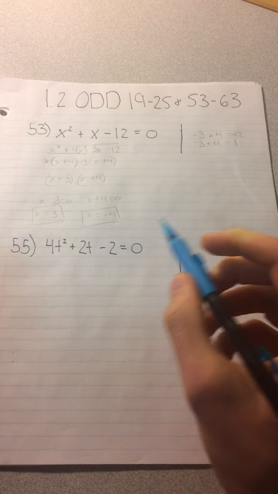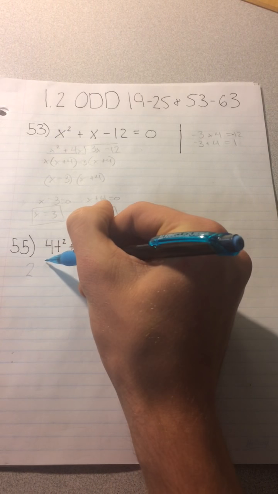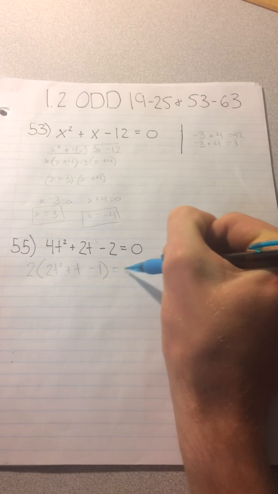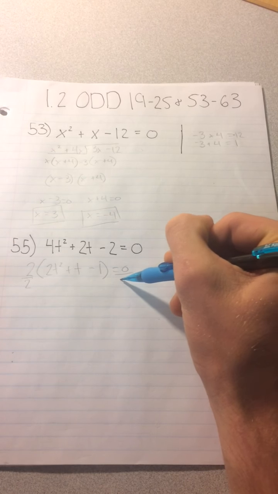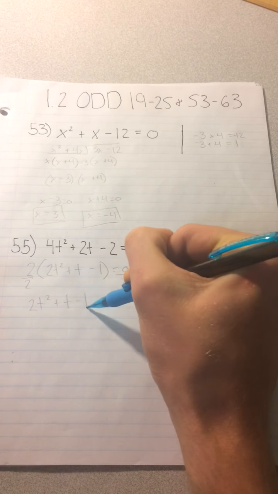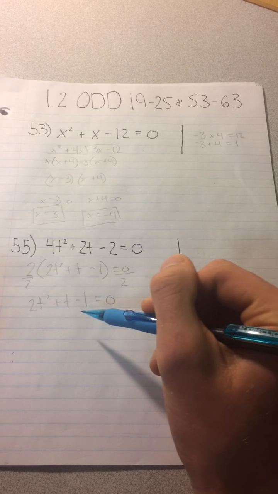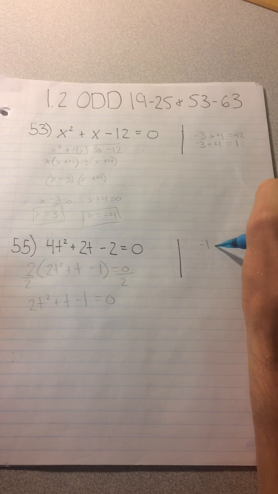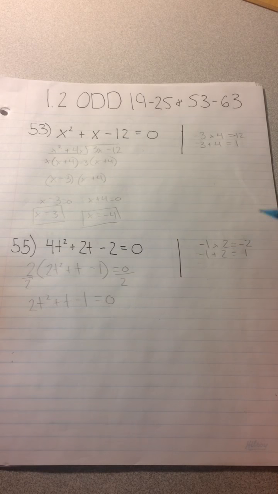For our next question, 55, right away I can see that I can take out a 2, so I'll do that at the beginning, which leaves me with 2t squared plus t minus 1, all equal to 0. To get rid of the 2, I divide by itself, and I do that to the other side as well, so 0 divided by 2 is still 0, which gives me 2t squared plus t minus 1 is equal to 0. I then have to find two numbers that multiply to negative 2 and add to 1, which would be negative 1 times 2 equals negative 2, and negative 1 plus 2 equals 1.